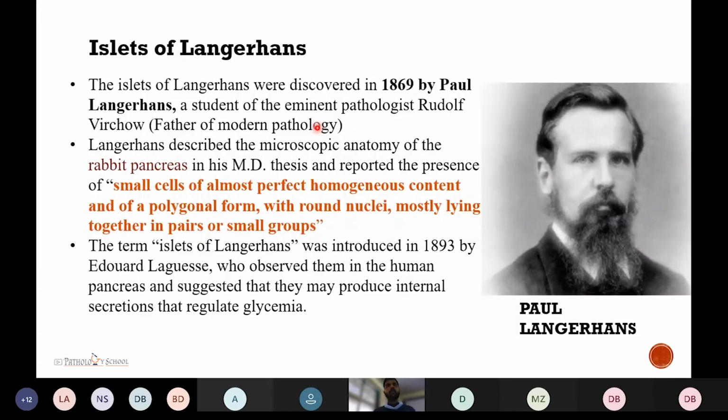So it was named after Paul Langerhans in 1869. He discovered the islet of Langerhans. He was a student of Rudolf Virchow, who is the father of modern pathology. And in his MD thesis, he studied the anatomy of rabbit pancreas. His description of the islet of Langerhans was like this: small cells of almost perfect homogeneous content and of a polygonal form, with round nuclei mostly lying together in pairs or small groups. Further, Edward in 1893 coined this as islets of Langerhans.